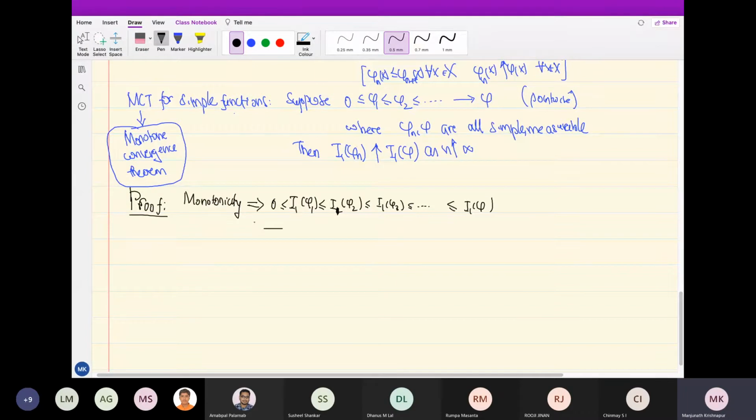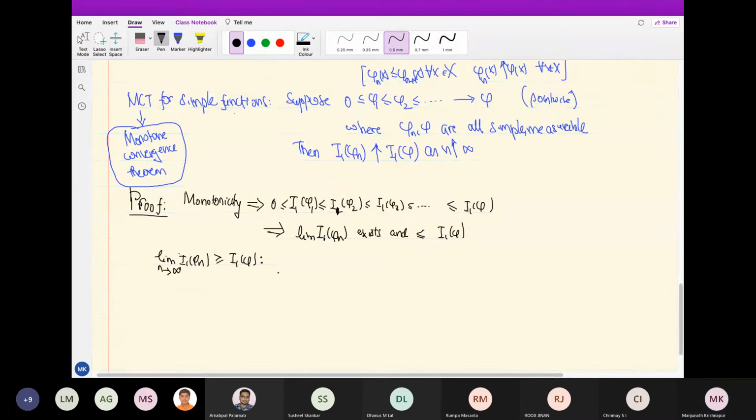Okay, so this is true. So the limit exists. What it implies is that the limit of I1 of phi n exists and is less than or equal to I1 of phi. So these are increasing numbers and they are bounded above by this. So the limit exists and is bounded by that. The point is to prove the other way. The harder part is proving that this is greater than or equal to I1 of phi. So this is what we have to prove.